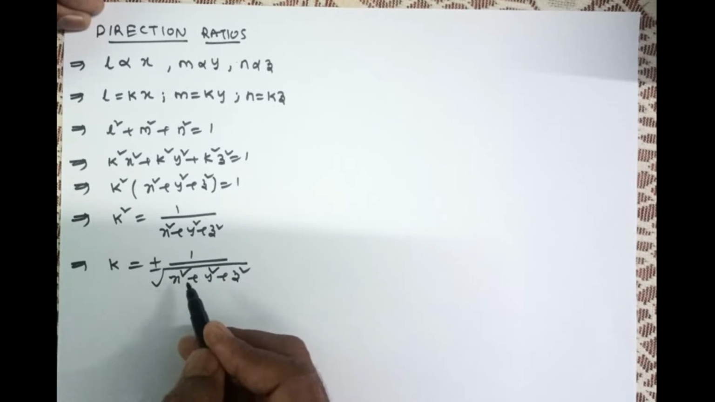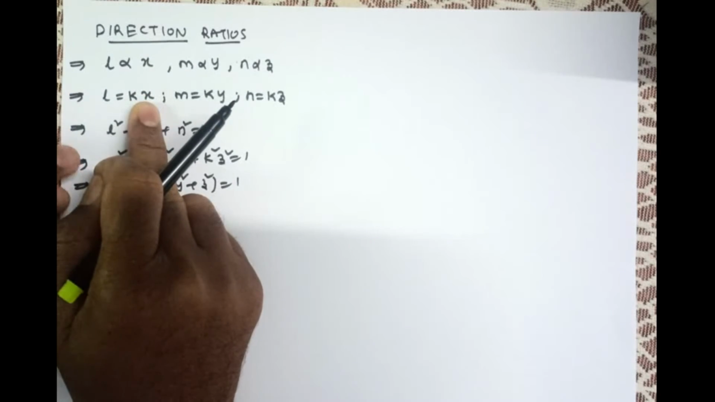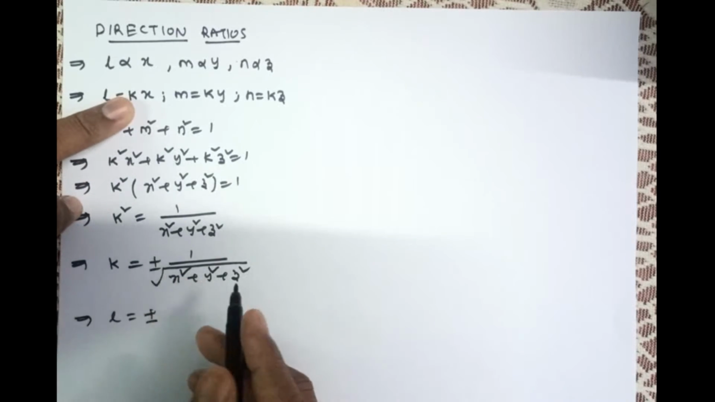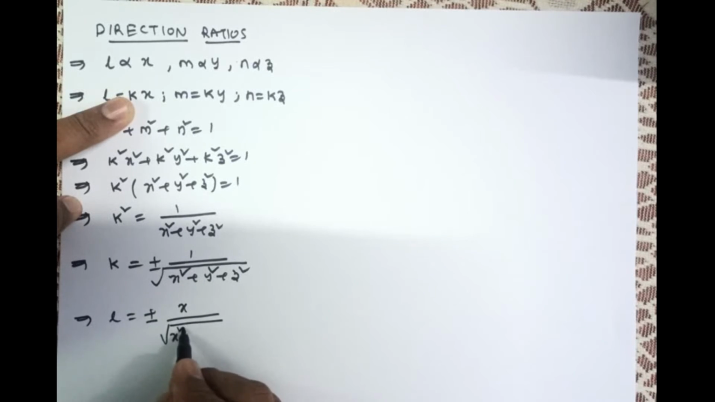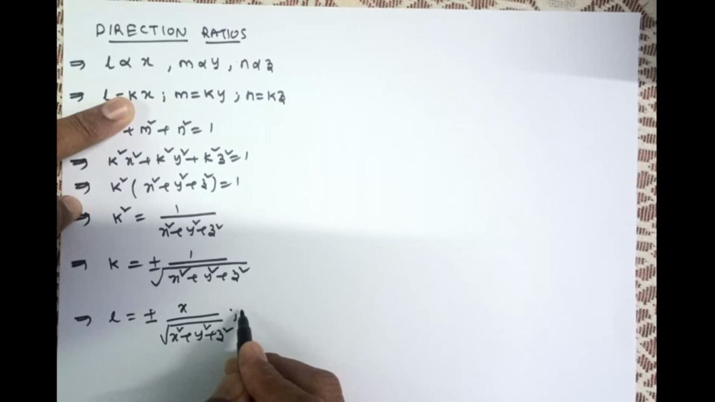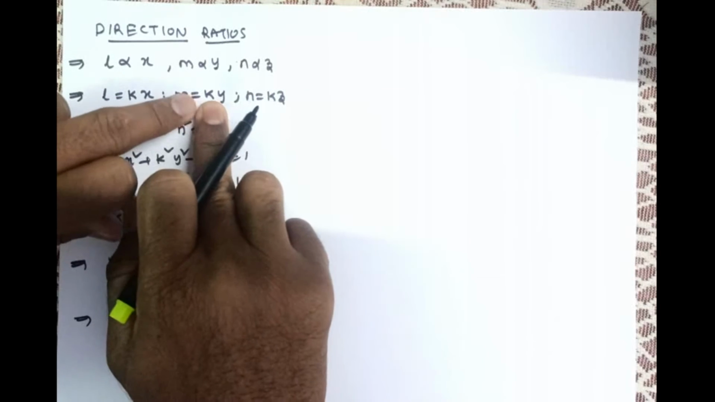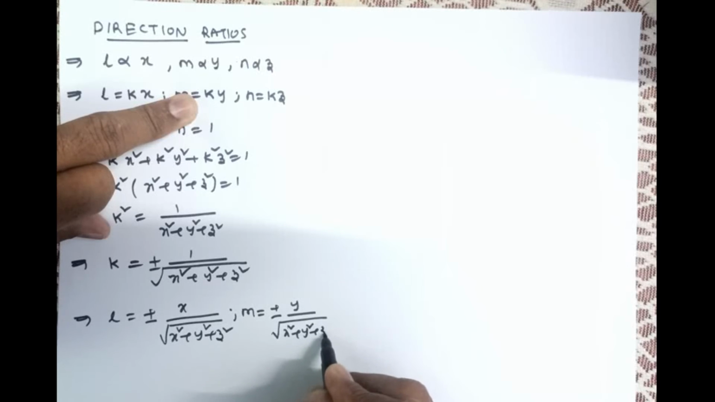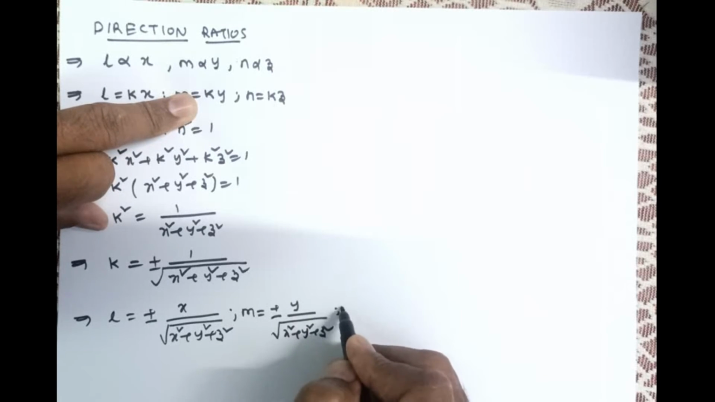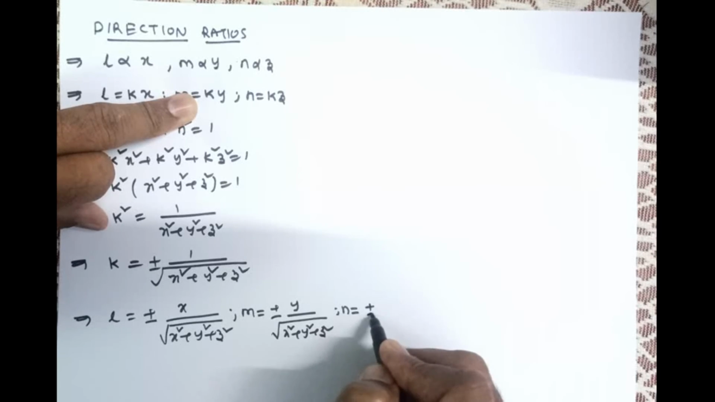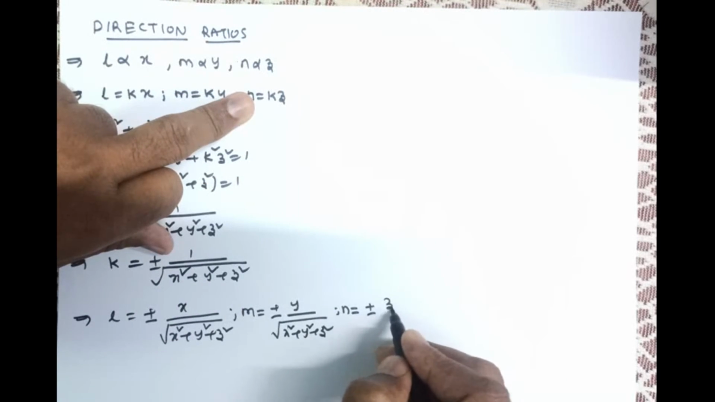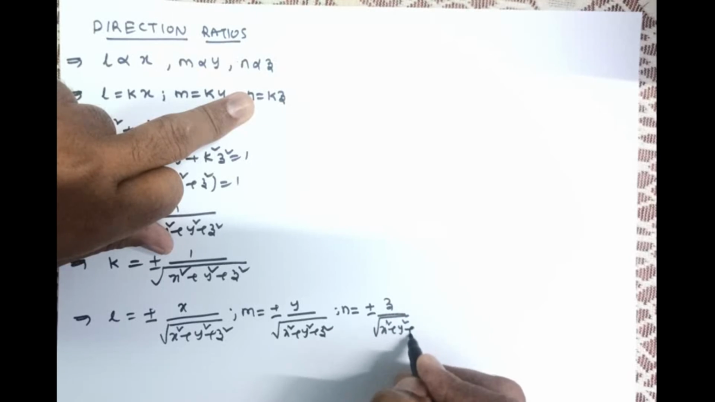If you substitute this k value here, then l is equal to plus or minus x by root over x square plus y square plus z square, and m is equal to plus or minus y by root over x square plus y square plus z square, and n is equal to plus or minus z by root over x square plus y square plus z square.